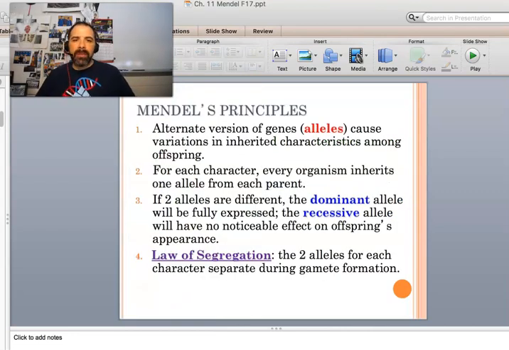So what Mendel's principles came down to is that there are alternate versions of genes called alleles, and those cause variations in inherited characteristics. For each character, every organism inherits one allele from a parent. If two alleles are different, the dominant allele will be fully expressed and the recessive allele will not be noticeable. And the law of segregation, which is the two alleles for each character separate during gamete formation.